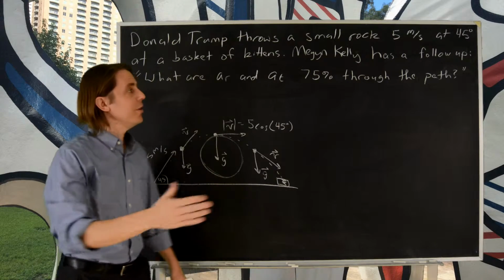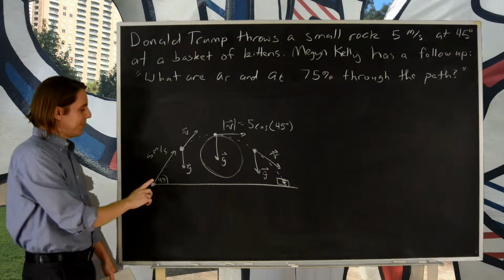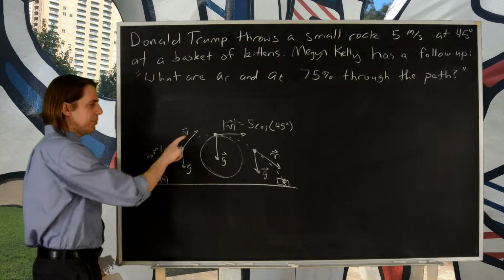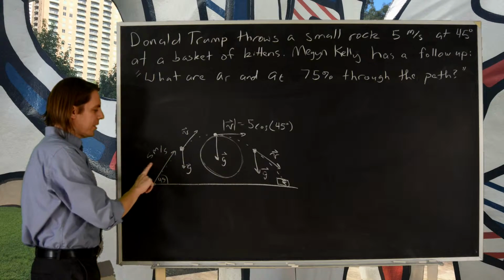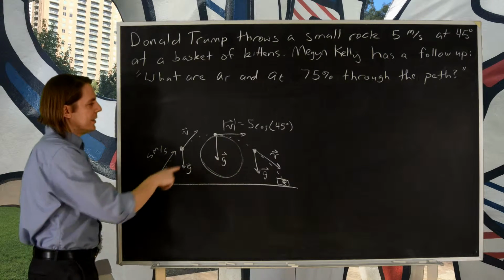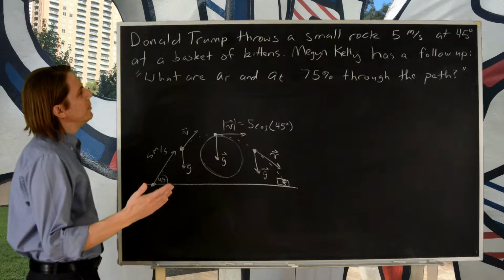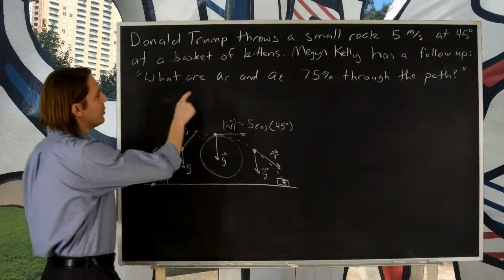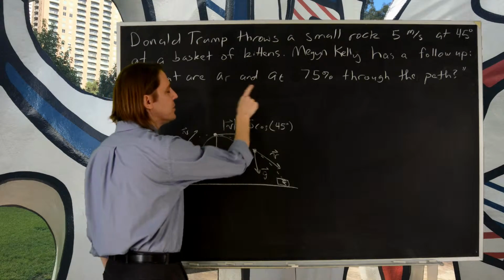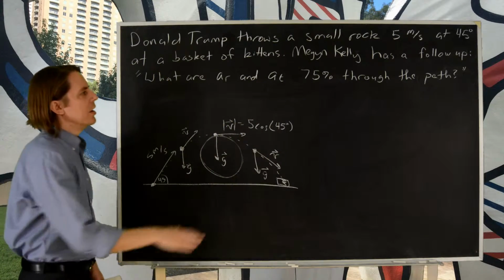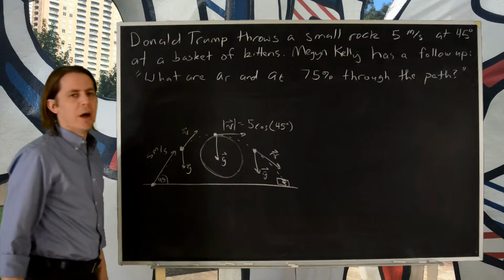Uh-oh, looks like Megyn Kelly has a follow-up. So recall we were talking about Donald Trump throwing a small rock at a basket of kittens, 5 meters per second, 45 degrees. And there was some discussion about the circular motion at the apex. Now, Megyn wants to know, what are the radial and tangential acceleration components 3/4 through the path?